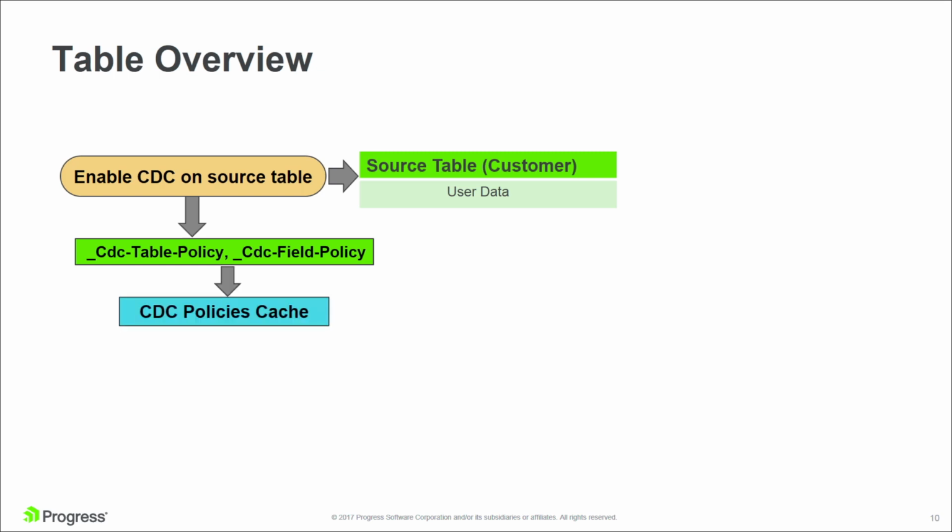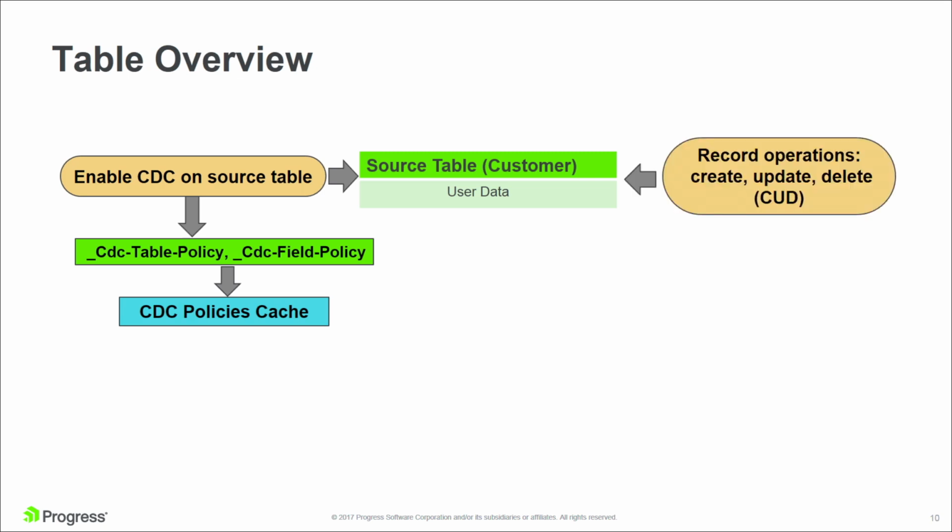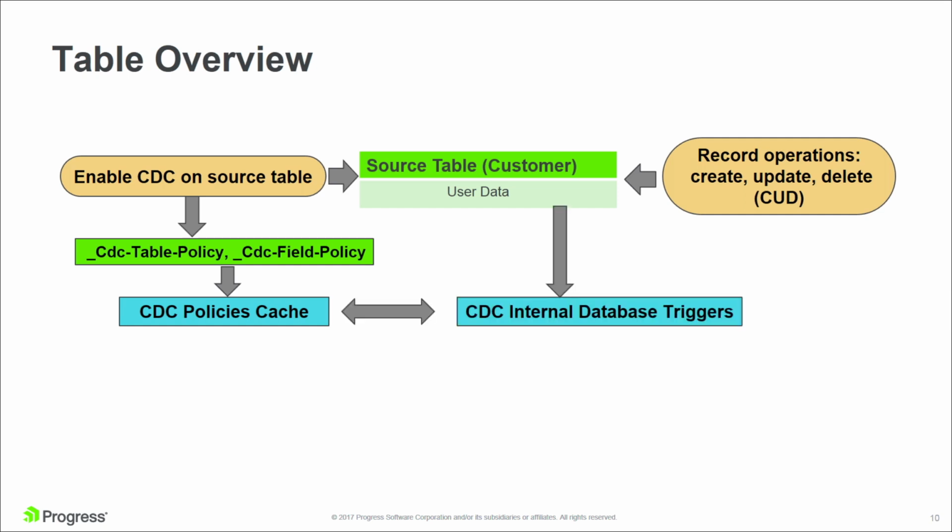So from that, for performance reasons, we take that policy information and store it in a cache in memory. Important thing just to understand, that's how we make it a little bit more performant from CDC's standpoint. So once CDC is enabled and I've created a policy against it, I create an update or a delete against the database, against that table, specifically the customer table.